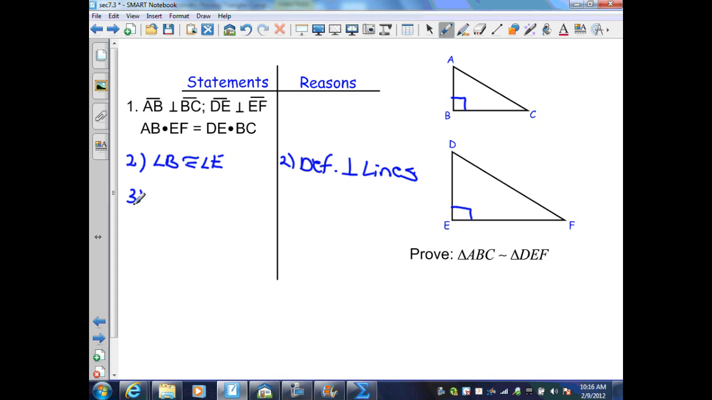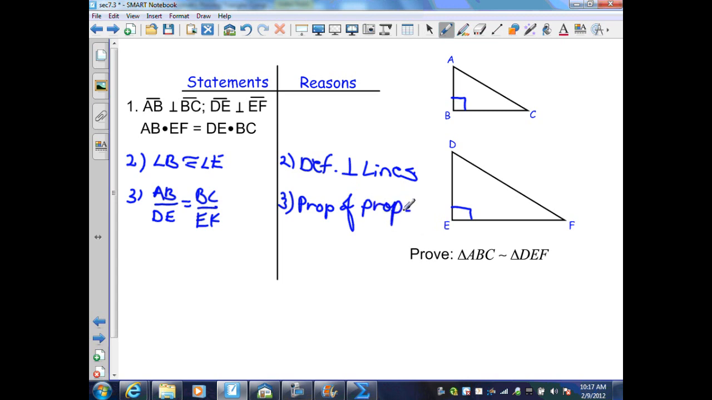I'm given that AB times EF equals DE times BC. If I divide both sides by EF and DE, what I end up with is a ratio of AB over DE equals BC over EF. And I can name that by properties of proportions.